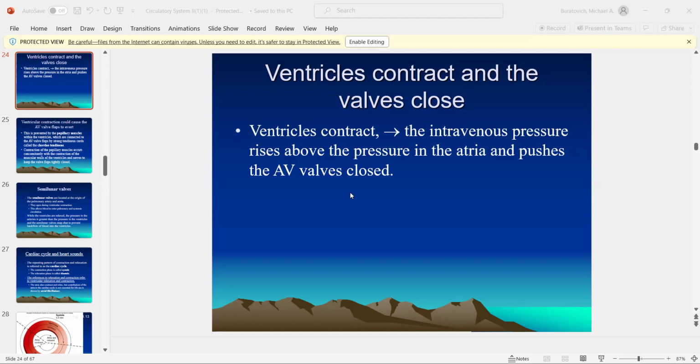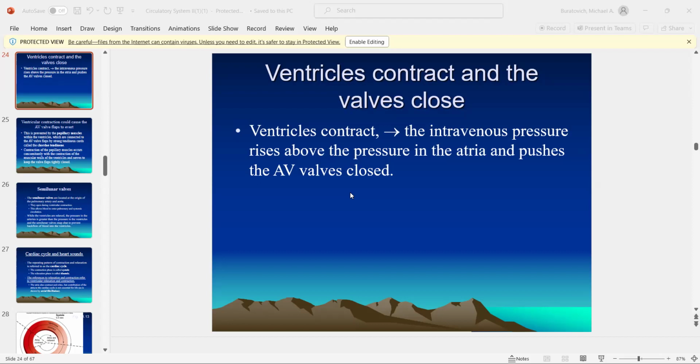Same can be said for the semilunar valves. They respond to pressure changes. Relaxation of the ventricles after they have expelled the blood into the great vessels decreases the pressure in the ventricle, increases the pressure in the great vessels. That will cause the semilunar valves now to shut. They are also responding to pressure differences.